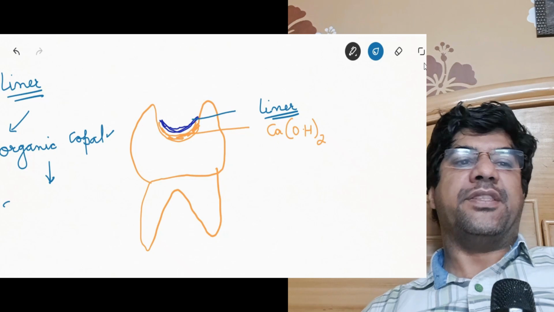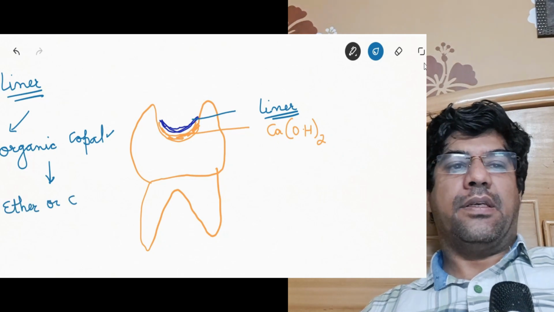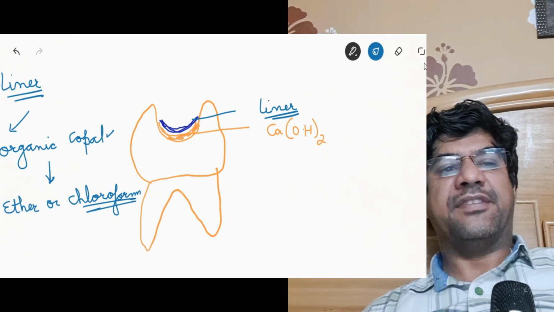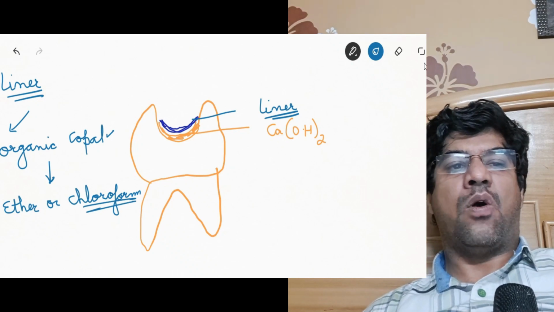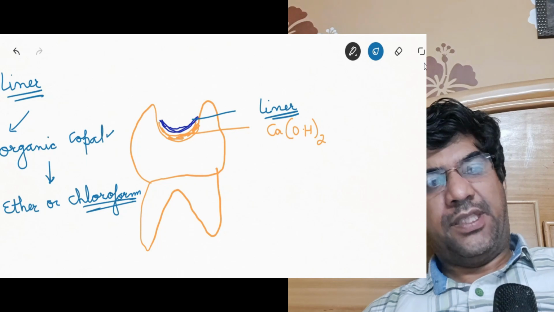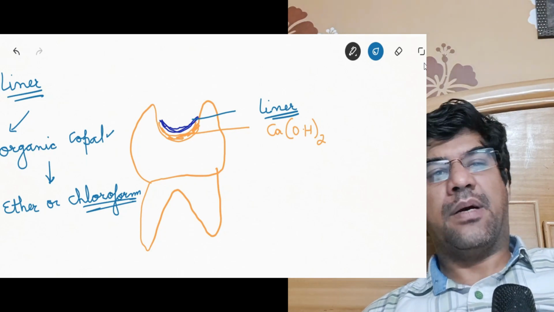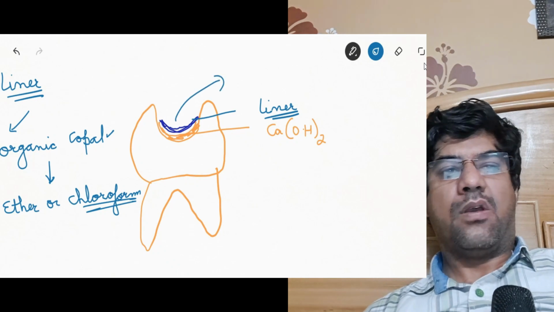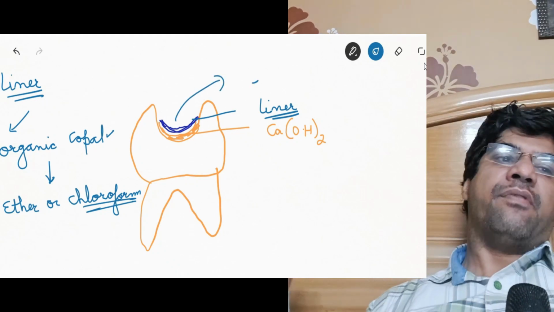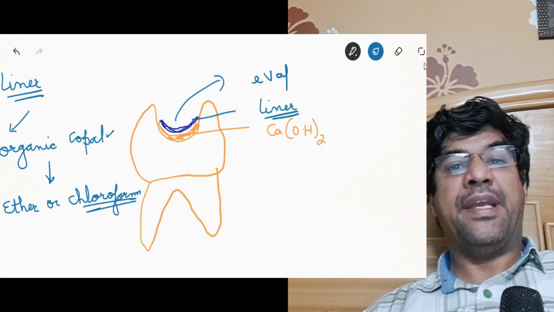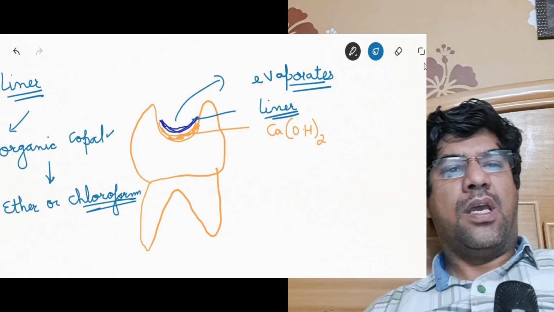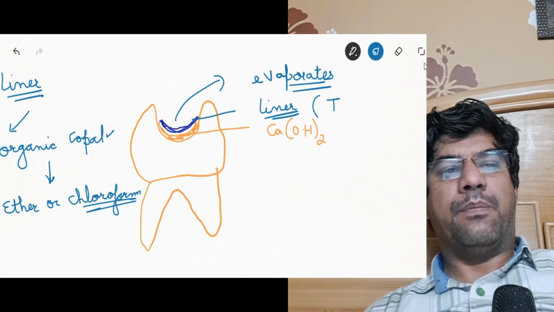Number one is the varnish. What is varnish? Varnish is an organic copal or resin gum that is suspended in a solution of ether or chloroform. When you apply varnish over the tooth, you will see that the organic solvent evaporates, leaving behind a protective film.